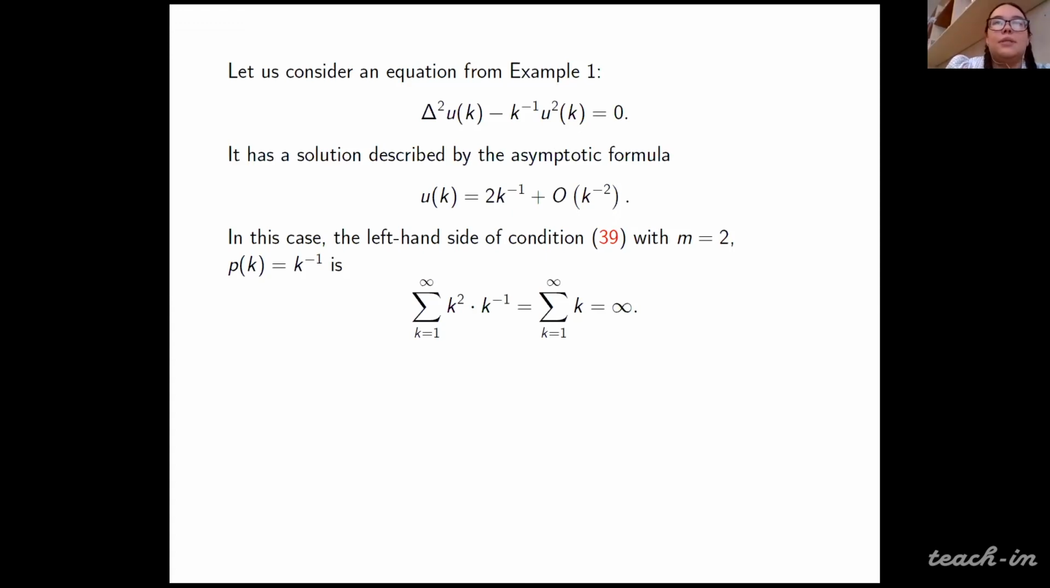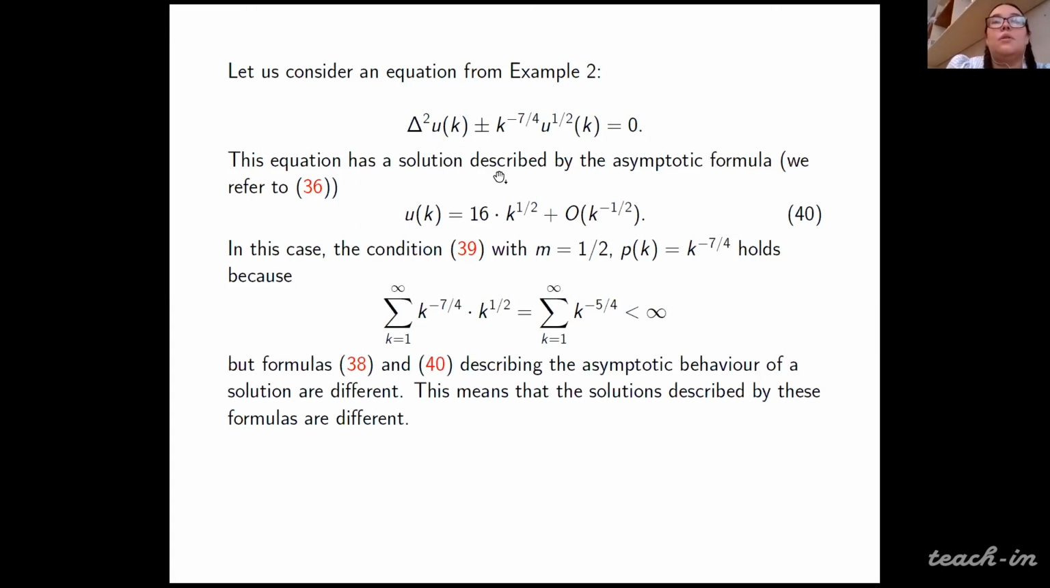The other case, from example 2, gives us the following asymptotic formula. It is different from the form of the result of Peterson, Baoguo, and Erbe, but the sum that we need to check, converged or diverged, it converged. So that means that this condition can also give us another asymptotic behavior of solutions of the discrete Emden-Fowler type equation.